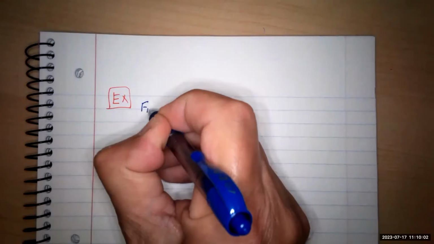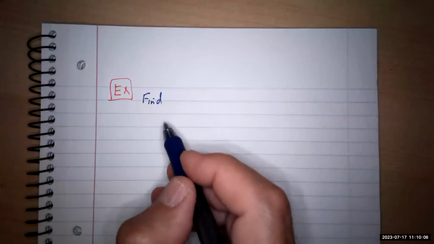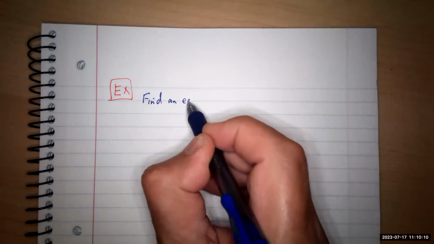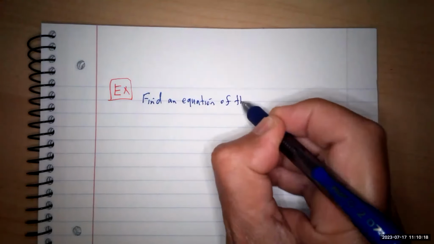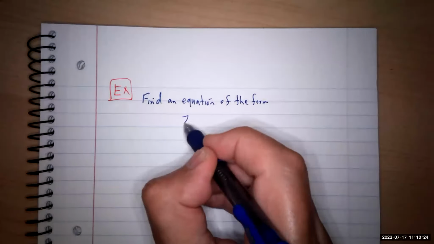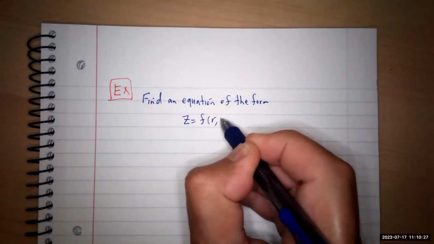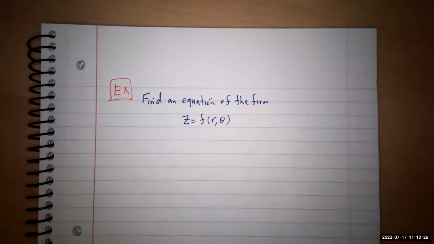So we check a couple of them, if we would like you to find. That's the idea: find, and you do it automatically yourself. Find an equation. We'd like to find an equation of the form z equal to f of r comma theta. So you solve z for r and theta. That's the type of equation of it.